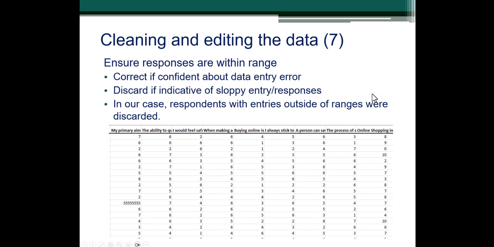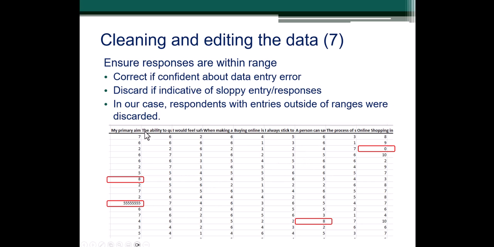Then the final thing that we do when we're cleaning and editing the data is look at the actual numbers that people have entered and try to make sure that the data entry person has entered them correctly. And this is a really valuable lesson because people are really not great at entering large volumes of data from paper-based surveys into spreadsheets. So what we need to always go through and do is double check that they've been entered correctly.